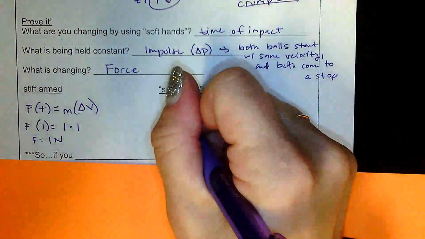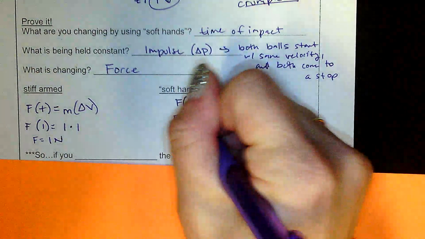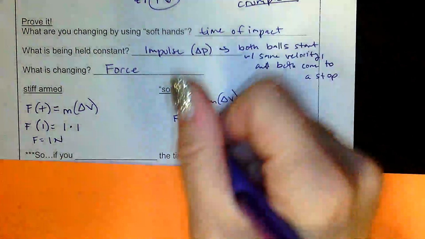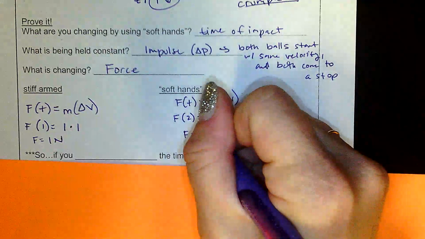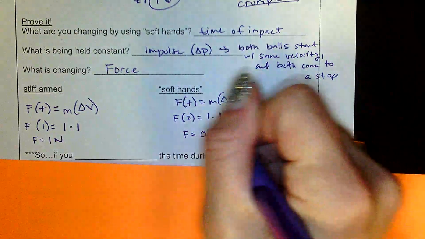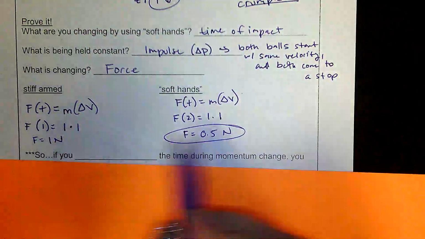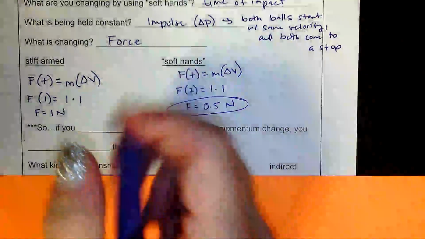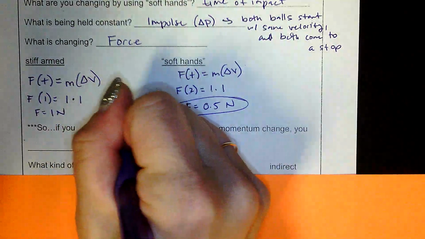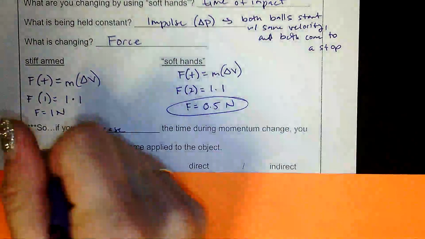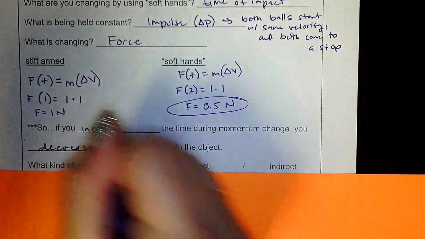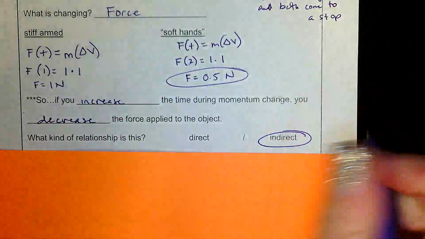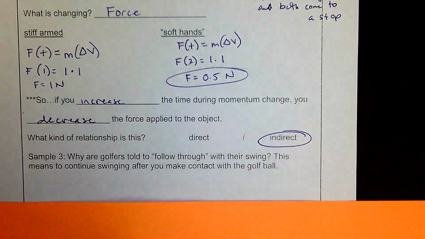Okay, so let's do the same thing, but this time, let's increase that time to 2 seconds. Mass still 1, change of velocity still 1. You get a force of 0.5 Newtons. So you can see with soft hands that you get less force because you increase that time. So if you increase time, you decrease the force. That's our big picture, kind of what we're trying to do, right? And this is going to be an indirect relationship.